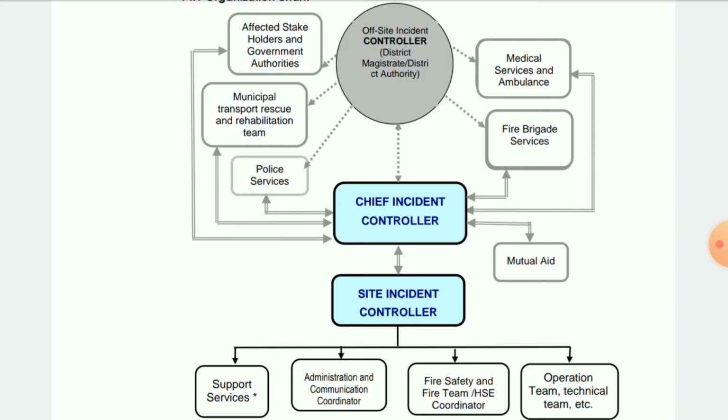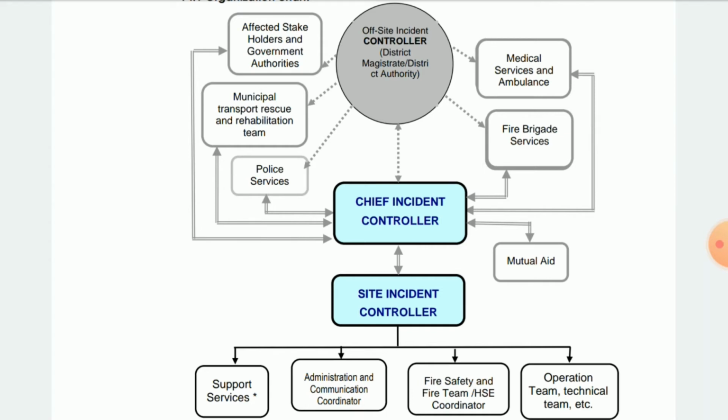Now, a level 2 emergency cannot be controlled by the on-site resources and services, so we have to call the outside services. The chief incident controller and site incident controller are both responsible for controlling such an emergency, and there should be proper communication between the chief and site incident controller. The chief incident controller must be able to contact police services, municipal transport rescue team, affected stakeholders and government authorities, medical services and ambulance, fire brigade services as quickly as possible.